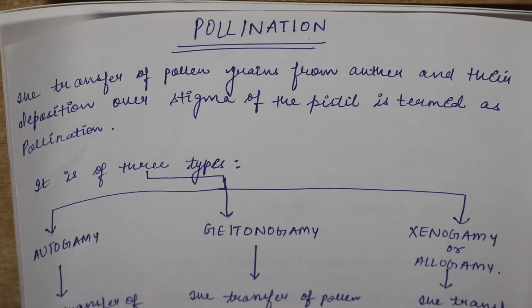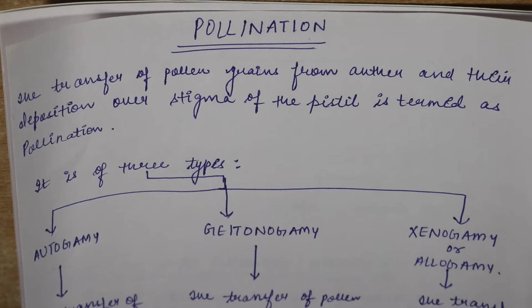What is pollination? It is the transfer of pollen grains from the anther and their deposition over the stigma of the pistil is termed as pollination. It is basically of three types: autogamy, geitonogamy, and xenogamy, or you can also call it allogamy.